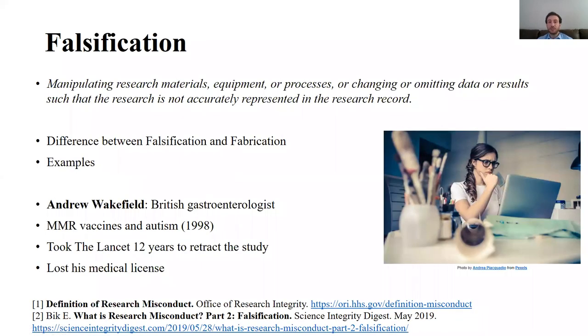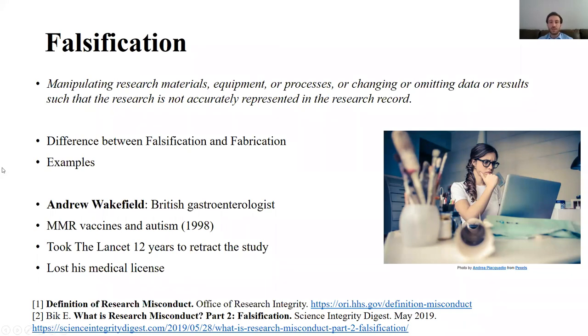Falsification is manipulating your data. So let's say you have a study and you find that certain results are not congruent with the previous literature. So you just start changing your results in order to make them look nicer. An easy example of that could be, for example, you didn't like the Western blot on one of your graphs, so you go and change that. Let's say one of your results was an outlier. In order to change your results, you just take that outlier out. So this is another serious issue.